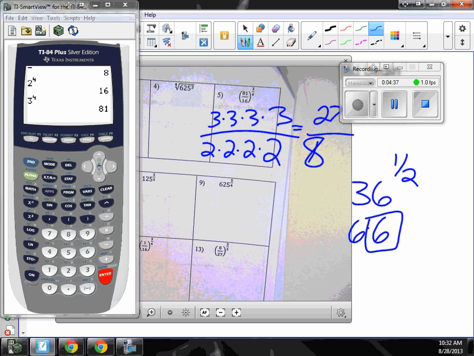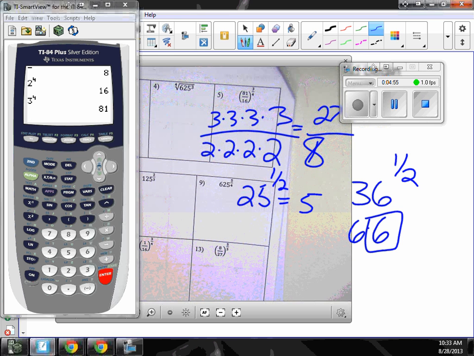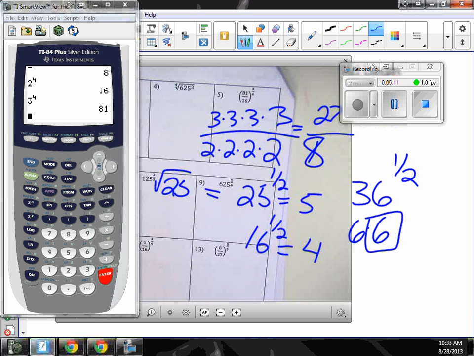Is there another way to turn a 36 into a 6? We could divide it by 6, but we didn't know it was 6 that we were going to use. Let me show you another one. 25 to the 1/2 is 5. 16 to the 1/2 is 4. What do we call this? It has another name, and it looks totally different. Square root. So actually, the square root of 25 is exactly the same thing as 25 to the 1/2.